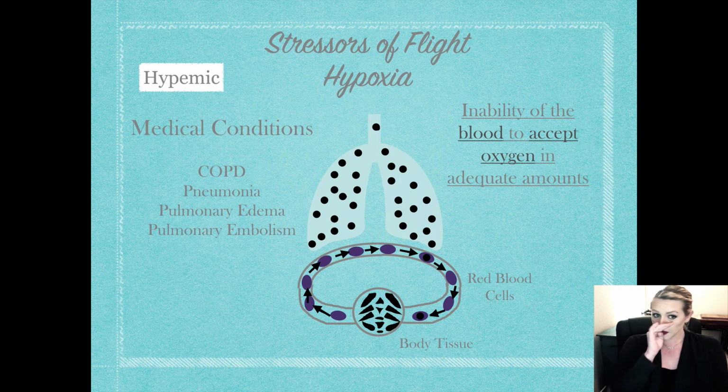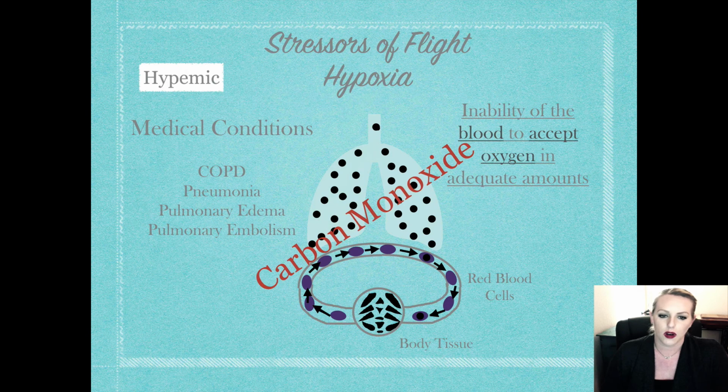So hypemic, this is the inability of the blood to accept oxygen in adequate amounts. So this is a problem with the red blood cells. This can be from COPD, pneumonia, pulmonary edema, pulmonary embolism. Those oxygen molecules cannot cross that membrane, therefore they cannot attach, or the blood cannot accept that oxygen. One of our biggest contributors here is carbon monoxide.